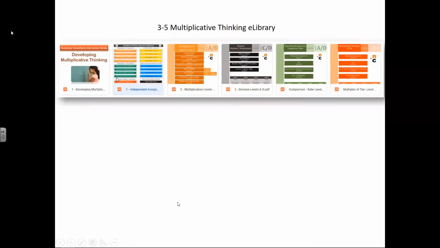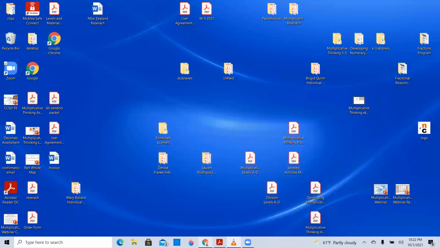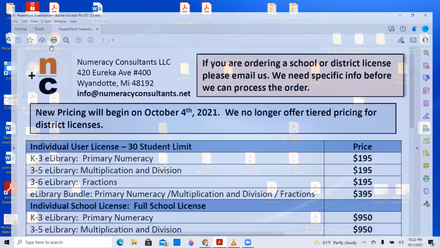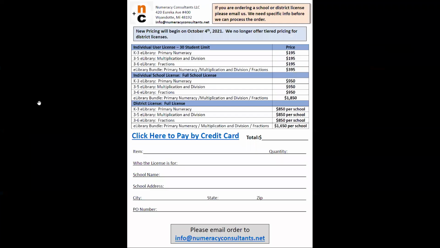So we'll go through pricing right now, so you know what it costs, and we'll take a look at bundles and everything else too that's in there. So let's see, we'll go down here and then right here. There you go. If you're looking for how much a license is just for the multiplication division, multiplicative thinking, it's $195 for an individual user license, which goes up to 30 students.